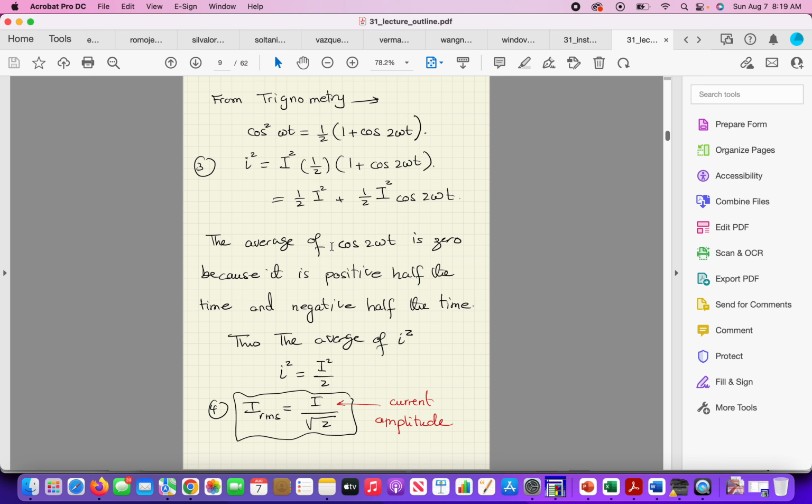Now also, remember cosine is an angle that's changing positive and negative, so the average of cosine 2 omega t is 0, because it is positive for half of the cycle and negative for the other half. Then the average of I squared here is going to be I squared over 2, and then the IRMS can be calculated as the square root of this value, which is I, the current amplitude, divided by the square root of 2.